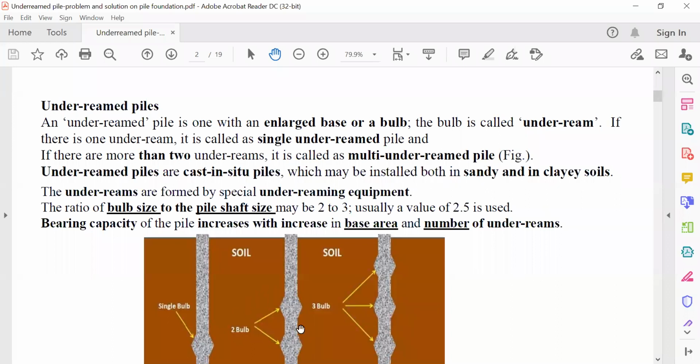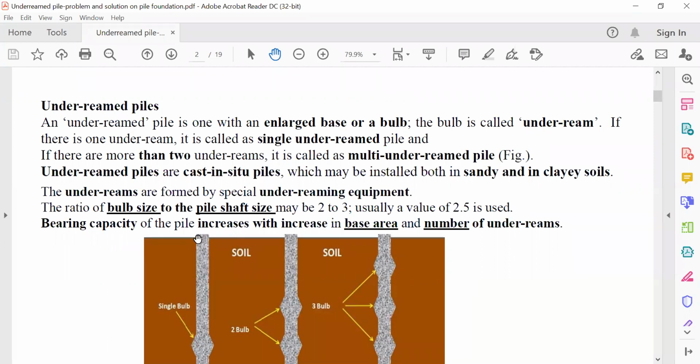So we can say two under-reamed piles or double under-reamed piles, like that we can say. So under-reamed piles are cast in situ piles. Cast in situ piles means what? This is also a cast in situ pile. What do we have to do?